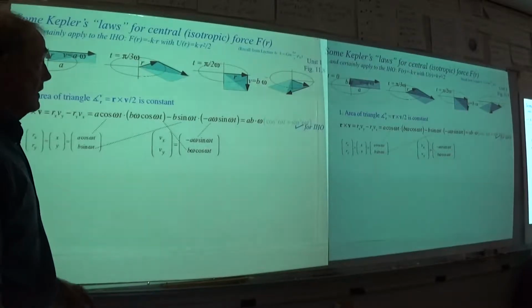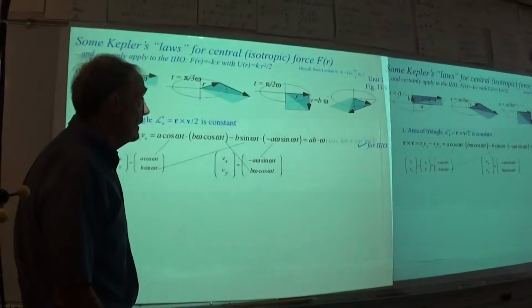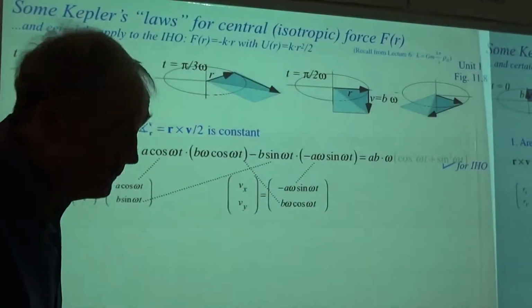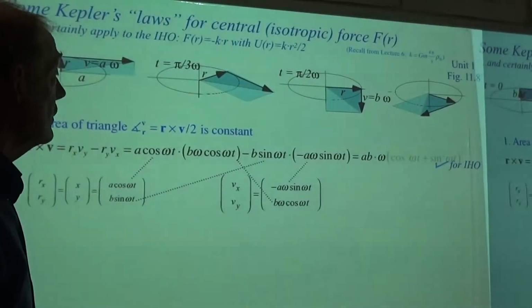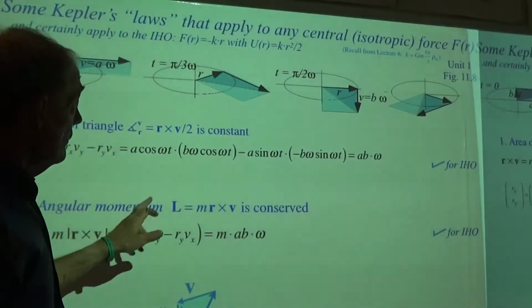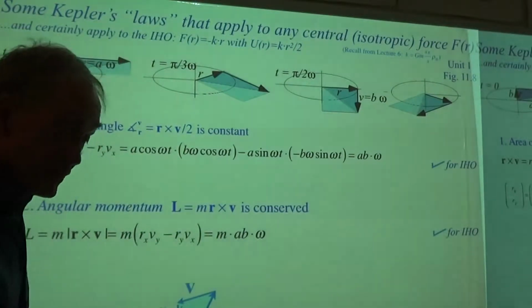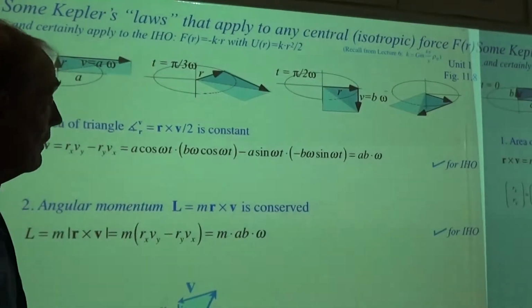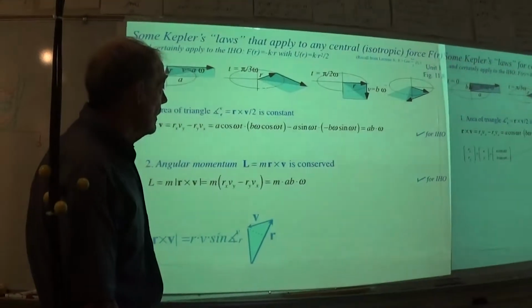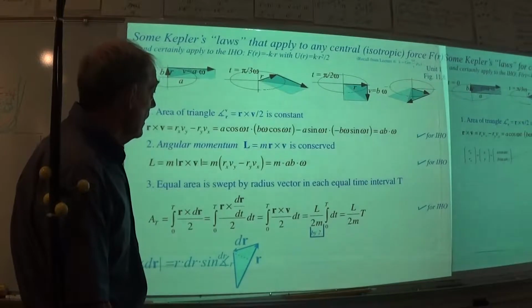And that works out to a nice big constant: a times b, the major axis of the orbit times the minor axis, and the frequency. That's kind of a nice thing to know. Now the angular momentum of this thing, this is the definition of it. That's something we'll be deriving more elegantly. R cross V, but something you already know from sophomore physics.